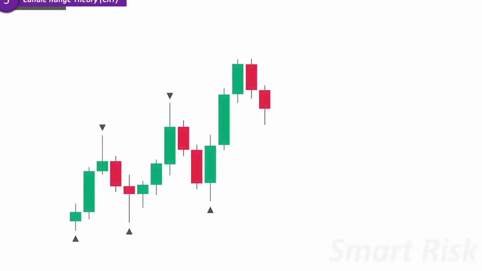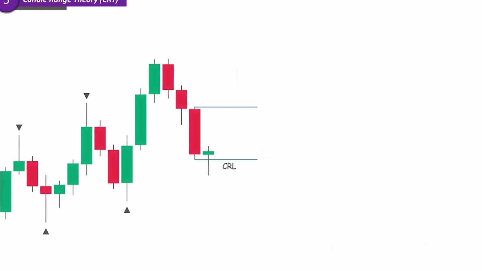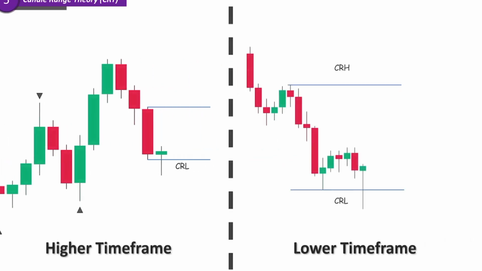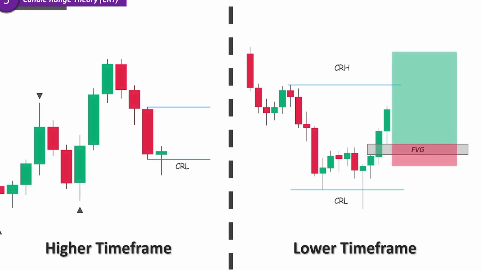In an uptrend, mark the high and low of a bearish candlestick during the correction phase. If the price breaks and closes below the low, we skip this setup and move to the next one. But if the price sweeps the liquidity and quickly returns back inside the range, then we have a valid CRT trading setup. Next, zoom into a lower time frame to find an entry. Look for bullish fair value gaps that form and set a buy limit. The stop loss should be placed below the zone, and the target will be the next important level ahead of the price.